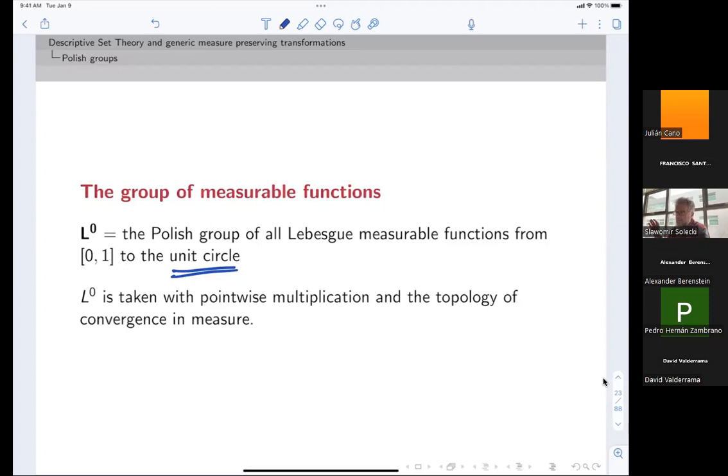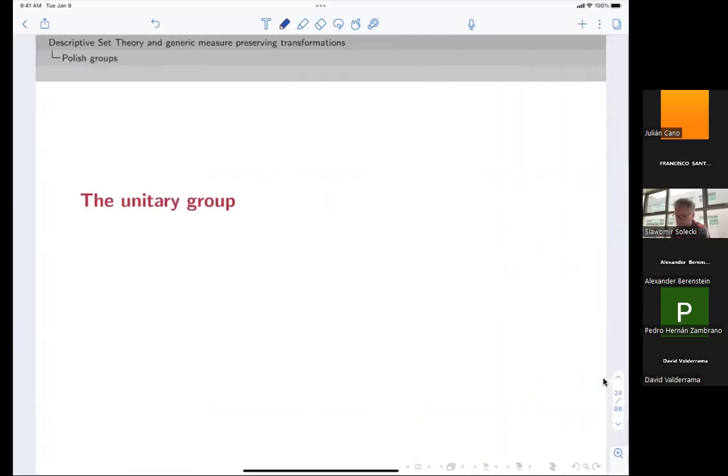We can take any Lp topology with p less than infinity. They coincide on that group L0. But the topology of convergence in measure is probably the nicest one. It doesn't involve the integral, for example, at all. If you don't know what the topology is, it doesn't matter so much. It's a natural topology on the space of measurable functions with values in the circle.